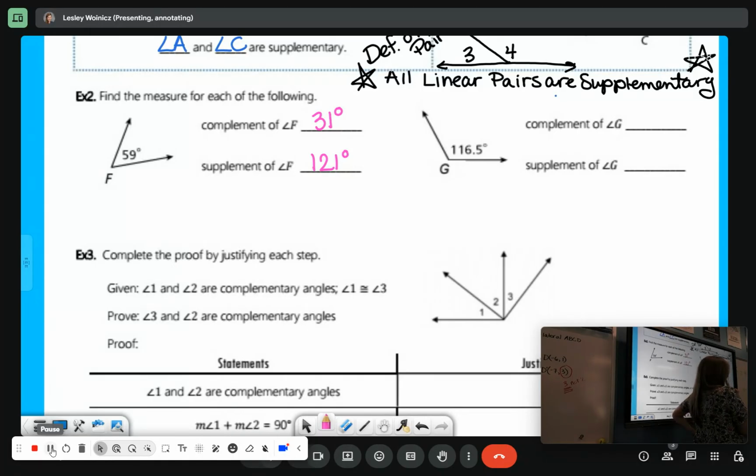I love your little orange crush calculator. That's so cute. I haven't seen that color before. We've done it.